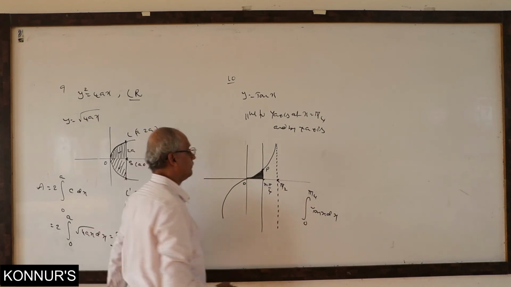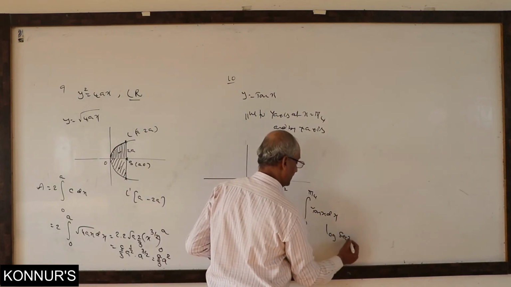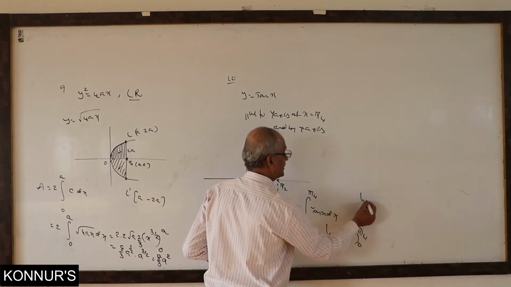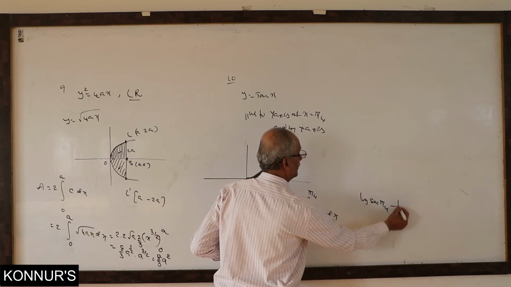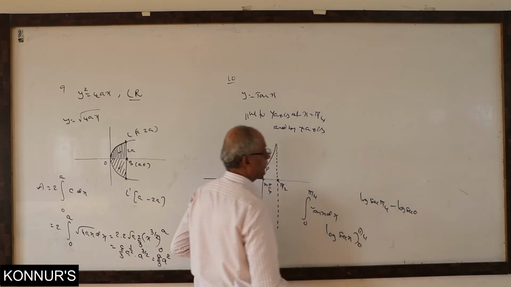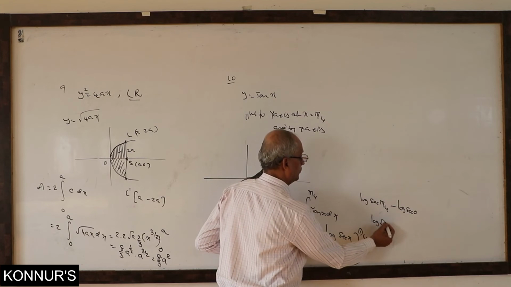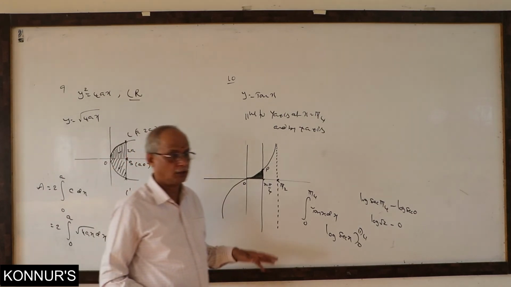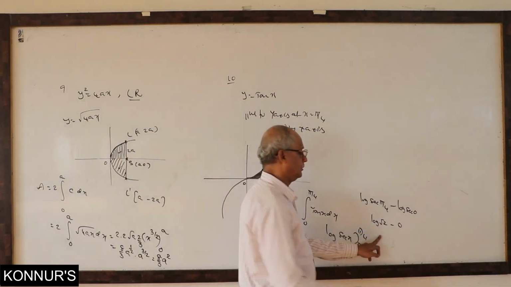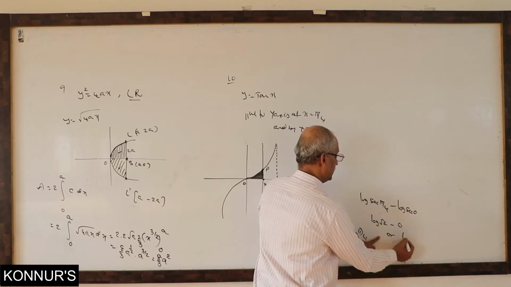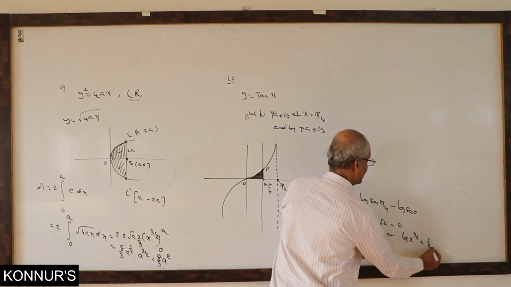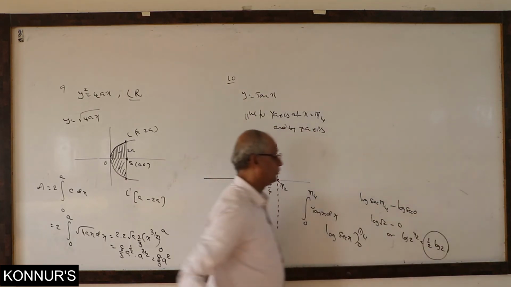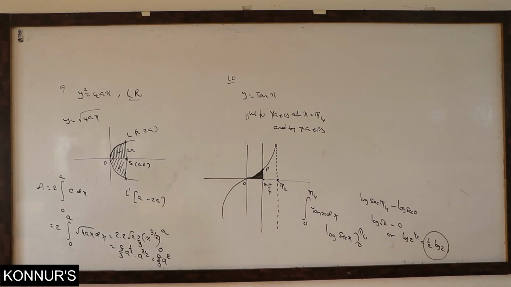Limits and function. What is the integration of tan x? Log secant x. Then log secant pi by 4 minus log of secant 0. Secant pi by 4 is root 2, minus secant 0 is 1, but log 1 is 0. So finally what is the constant? Log root 2, or else sometimes they will write it using the power rule. This is the same as the x power n formula, n log x, half log 2. Both are the same. In the options, they are writing only log root 2.